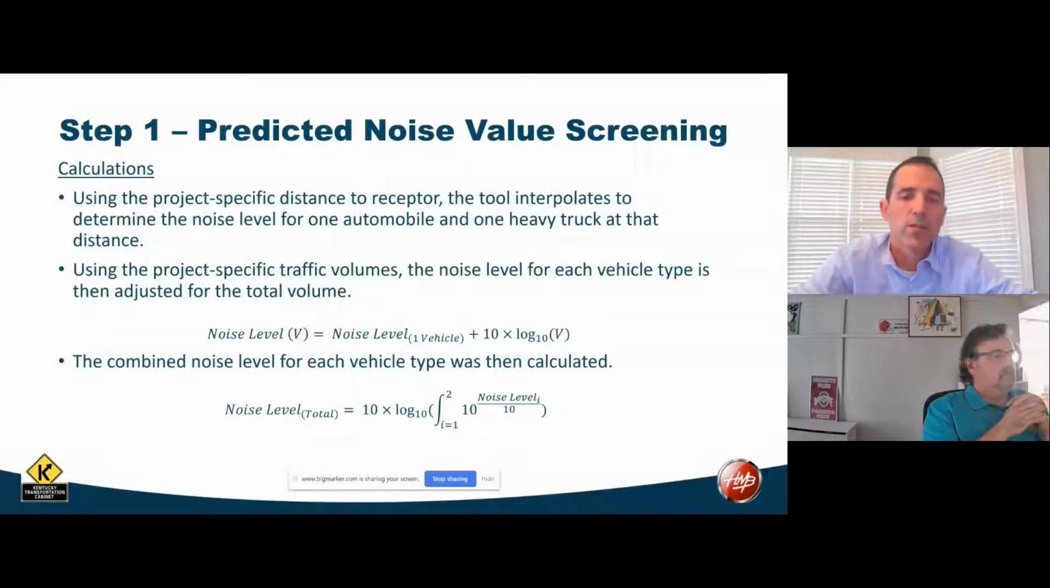That equation comes out of TNM's guidance documents on FHWA's website. It takes that one vehicle speed and interpolates and adjusts the speed. And then once you have those, the second equation combines the noise levels for your vehicles and for your heavy trucks. It's not a linear equation, it's logarithmic. That gives you your noise level.